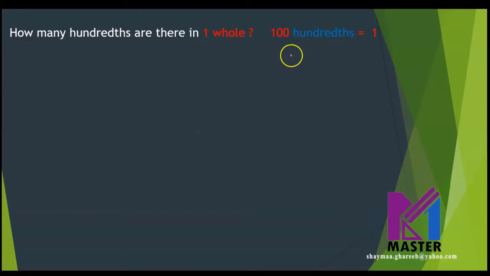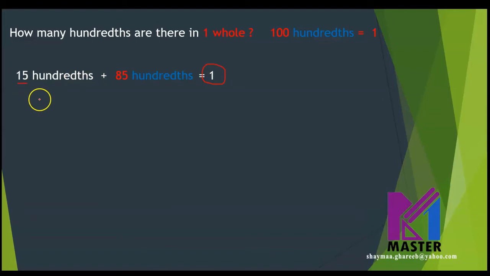So always remember that 100 hundredths equals 1. Then let's see more examples. I have 15 hundredths. So 15 and what makes 100? So I need 85 hundredths. So 15 hundredths and 85 hundredths makes 100 hundredths, which is number 1.